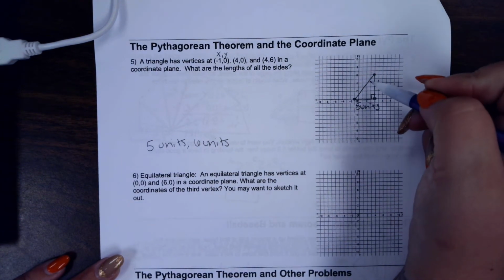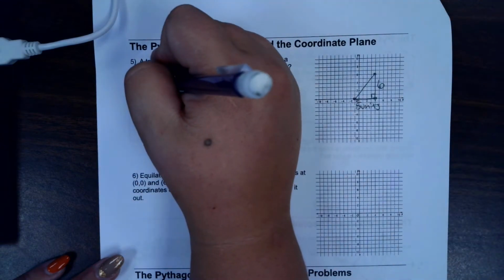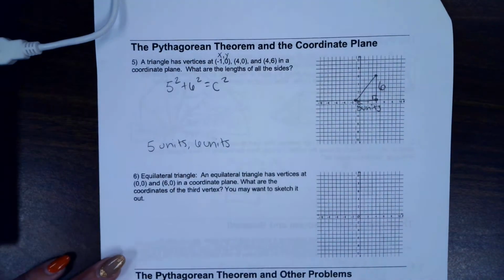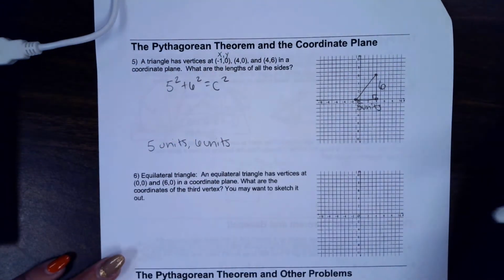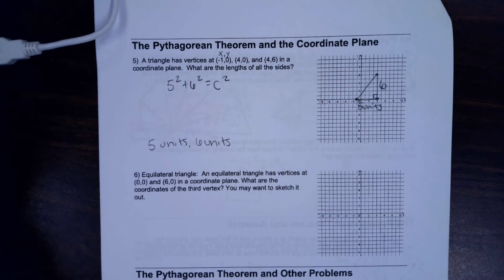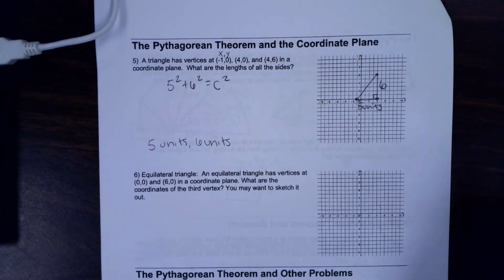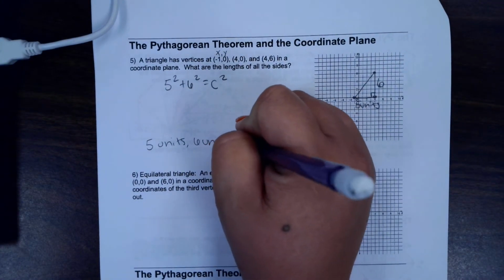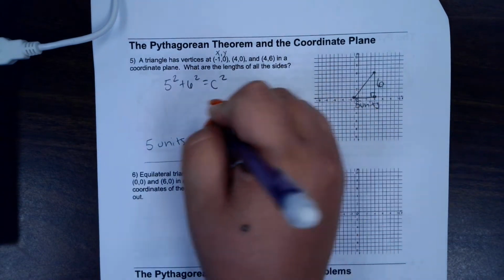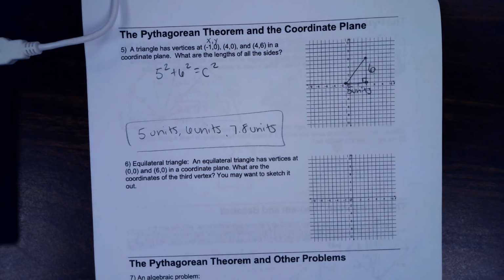And then the diagonal, that's just our hypotenuse. 5 squared plus 6 squared equals c squared. Go ahead and pause it and solve for c. You will get about 7.8 units. So those are the lengths of my 3 sides.